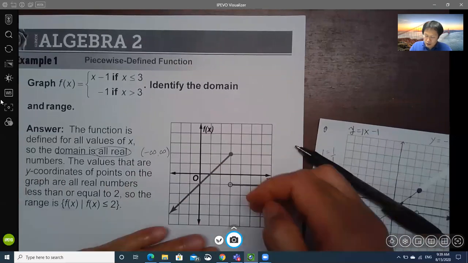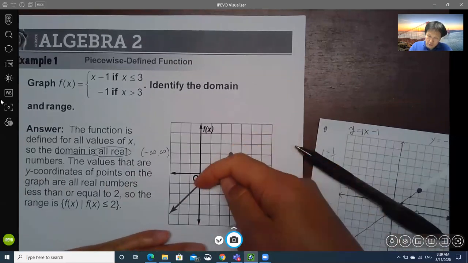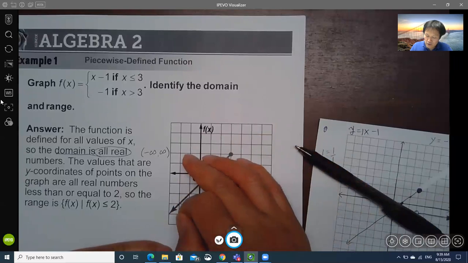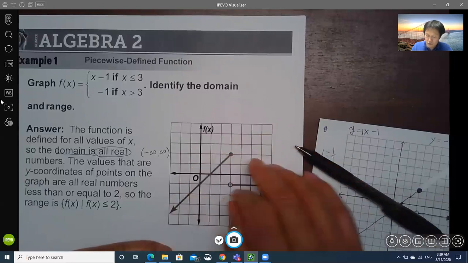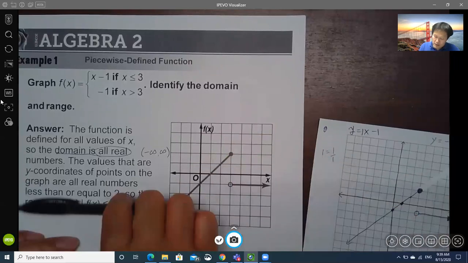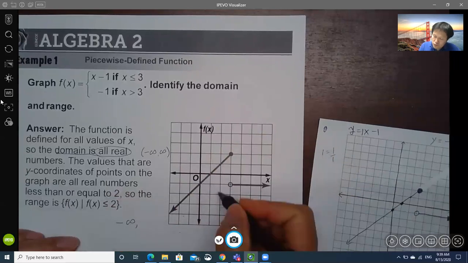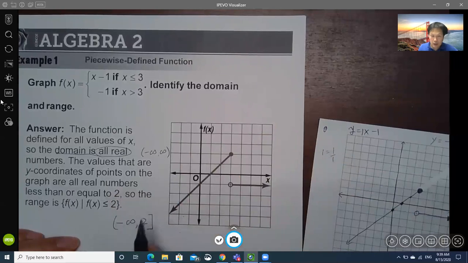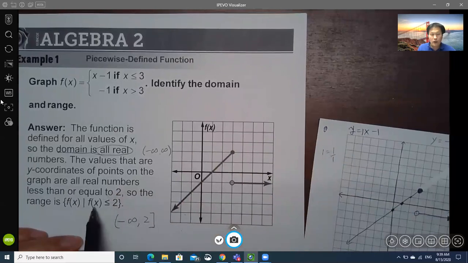Range. If you see this, it keeps going down forever, all the way down. And as high as it can cover is the top here. So it should be minus infinity to the highest it can go, which is 2, a solid dot. That will be the range, or y is less than or equal to 2.